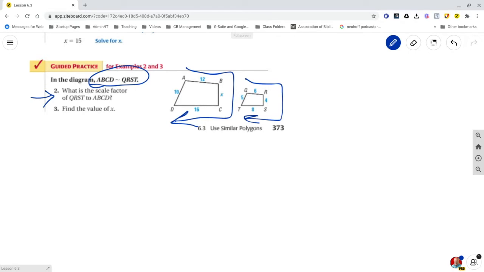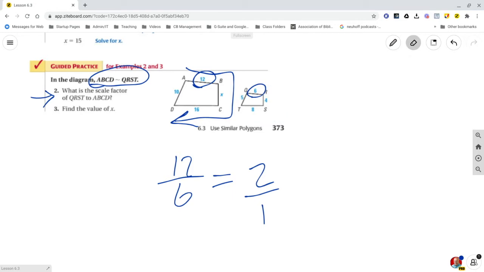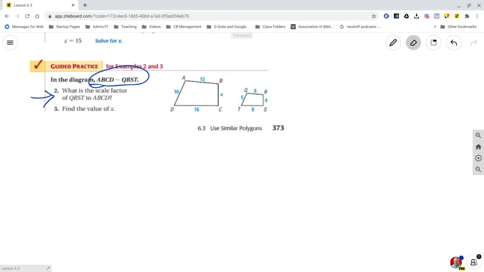So in this case, we can look at 12 to 6. Scale factor of this to that is going to be 12 over 6, which is equal to 2. We can also call that 2 to 1. So we've got a scale factor of 2. Now that we know that's the case, we know that the relationship of X to 4 has to match that scale factor. So we know that X is going to equal 8.